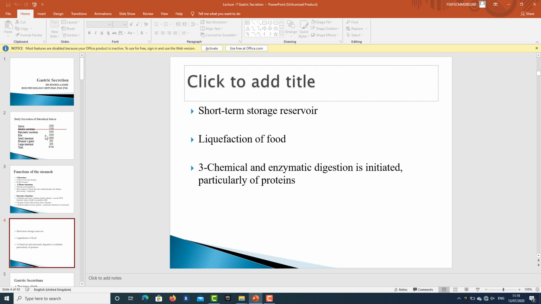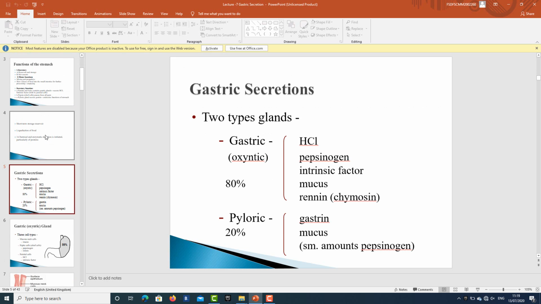They have a short-term storage reservoir function. They have the function of liquefaction of food. They have the function of chemical and enzymatic digestion of food, particularly the proteins.